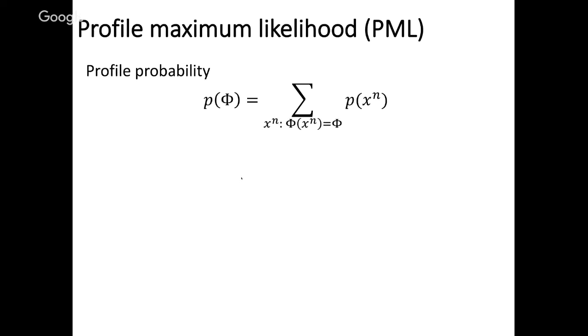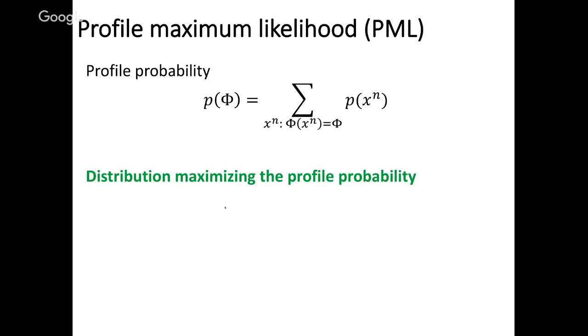So the probability of a profile, phi, is simply the probability of observing a sequence that has the profile phi. And then we just want to find the distribution that maximizes the profile probability. So we look at the set of all possible distributions in calligraphic P and find the one that maximizes the probability of phi, instead of finding the one that maximizes the probability of the sequence x to the n itself. Now this is the profile maximum likelihood.